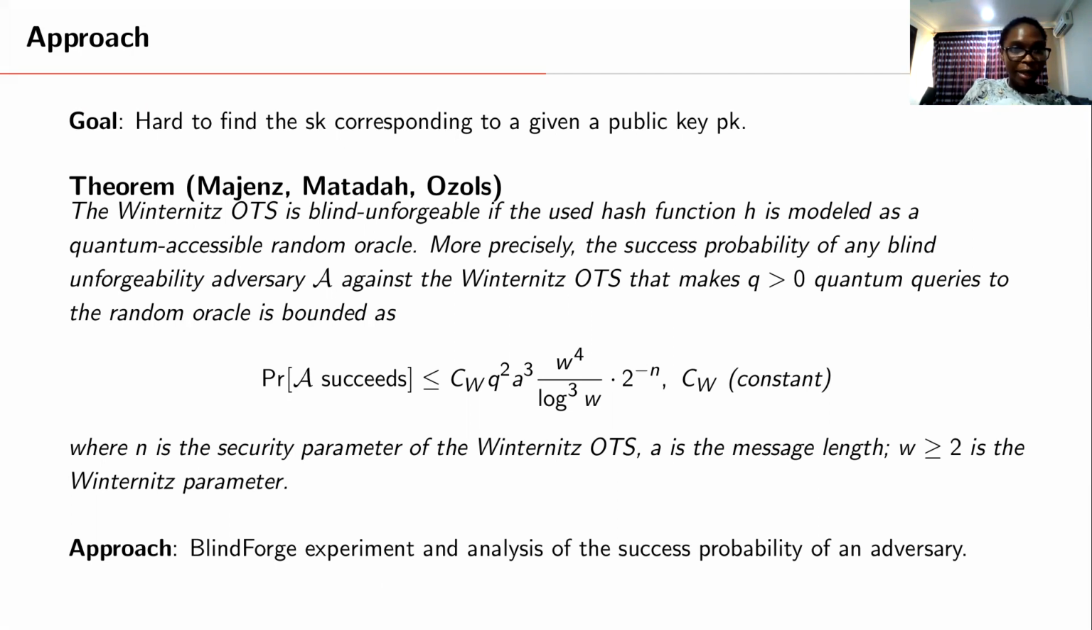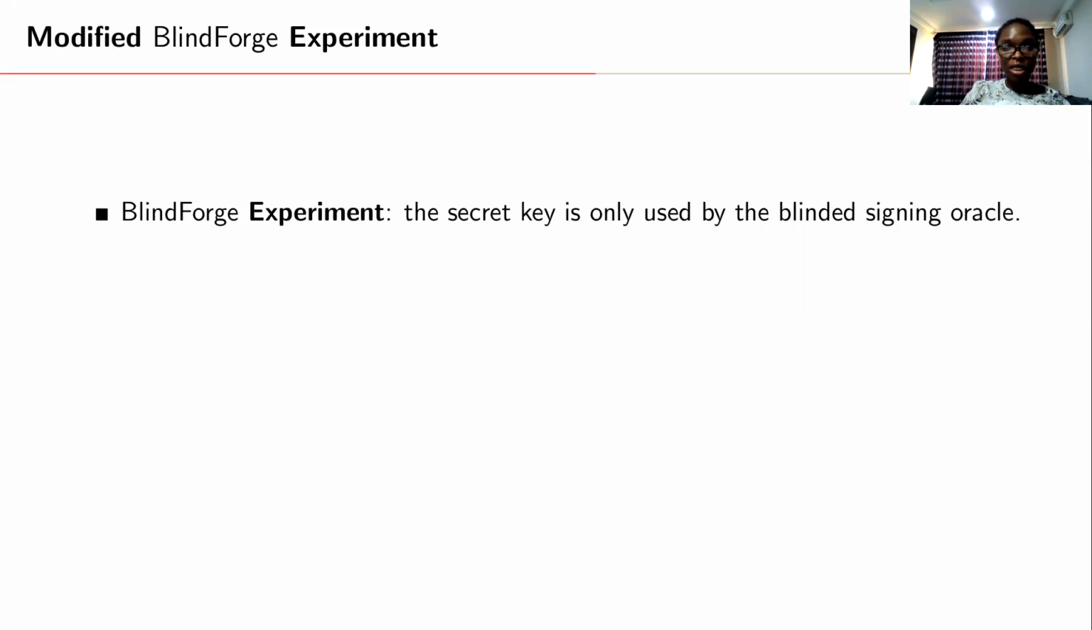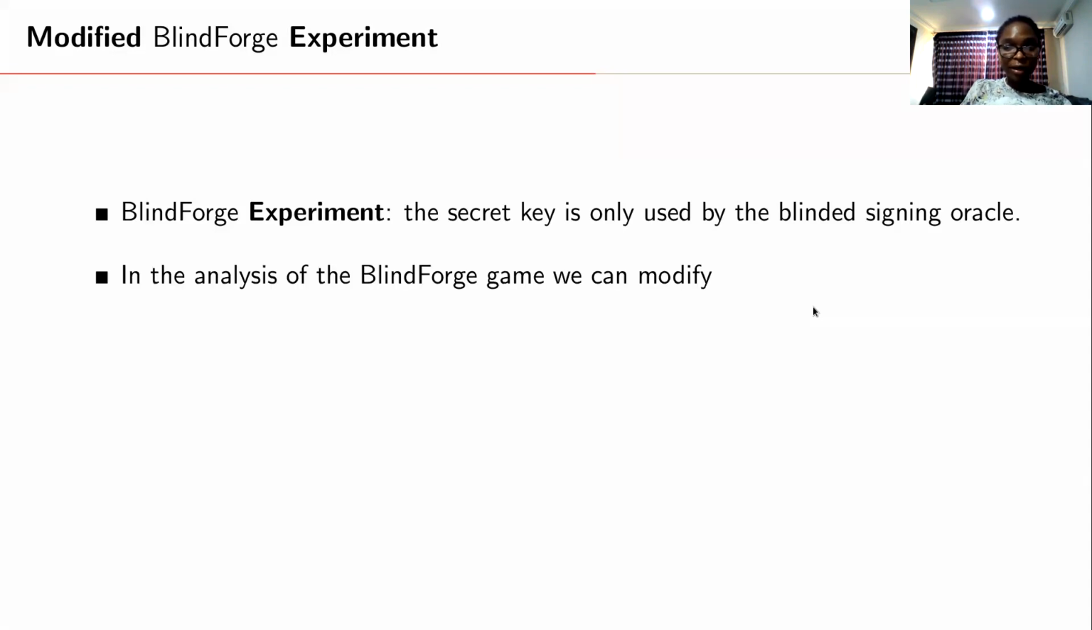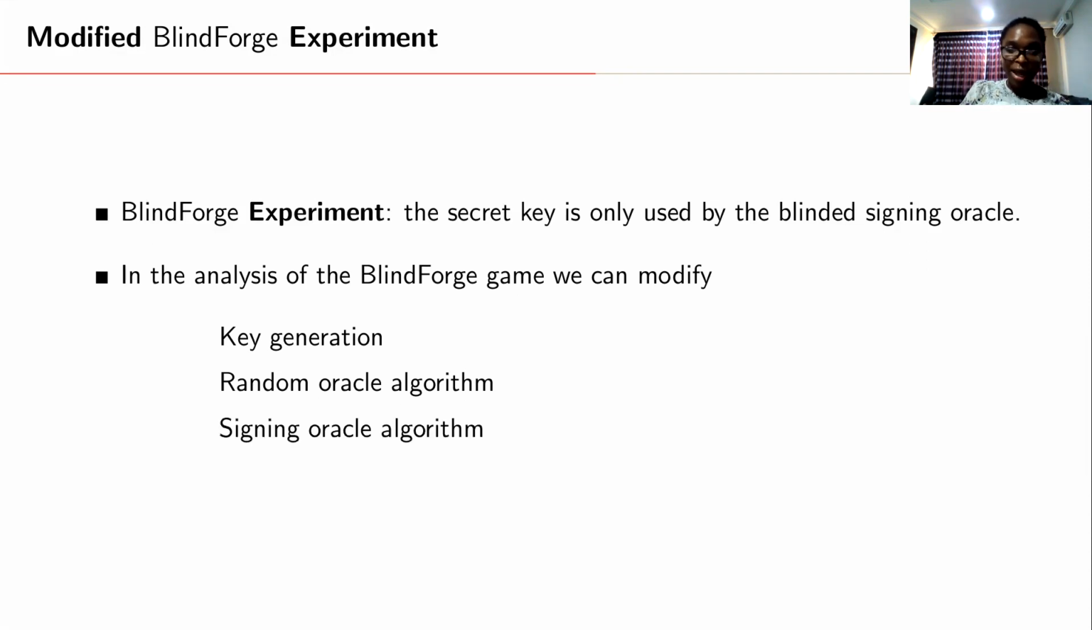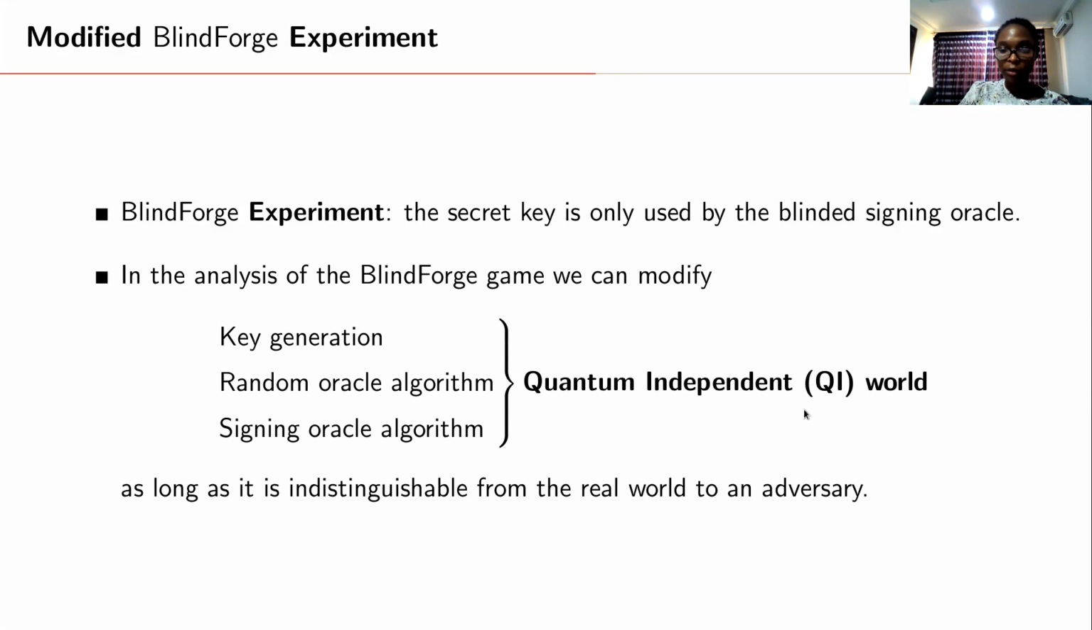In the blind forge experiment, as explained above, the secret key is only used by the blinding sign oracle. So while analyzing the experiment, we can modify the key generation, the random oracle, and the signing oracle, as long as they are indistinguishable from the real ones in the view of an adversary. We will refer to this modified experiment as the quantum independent world.